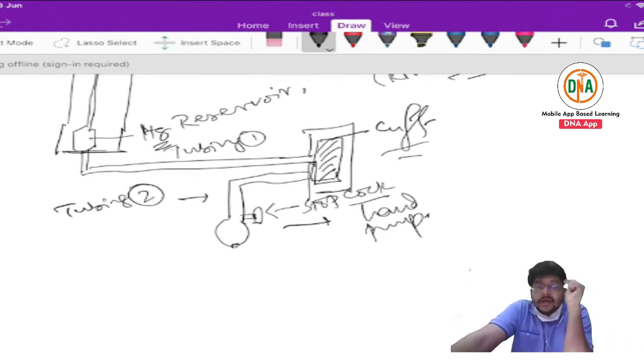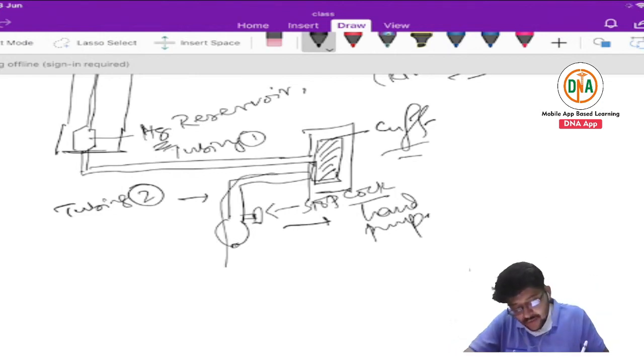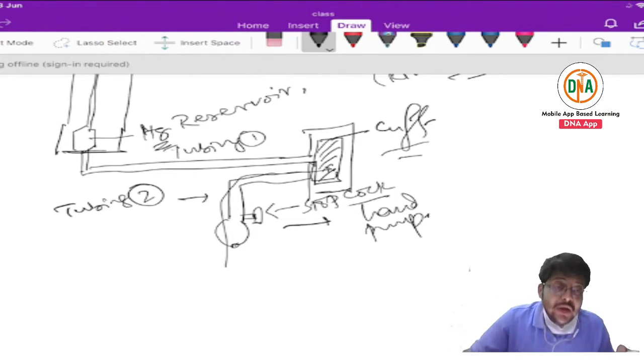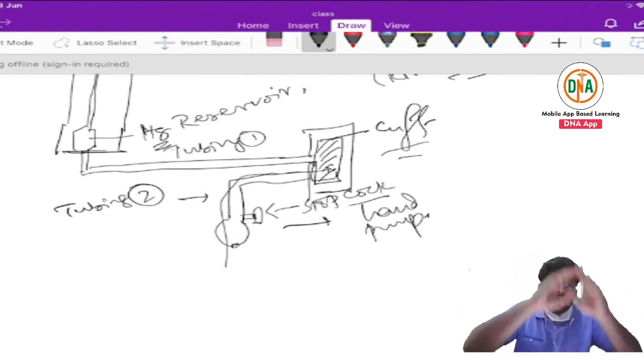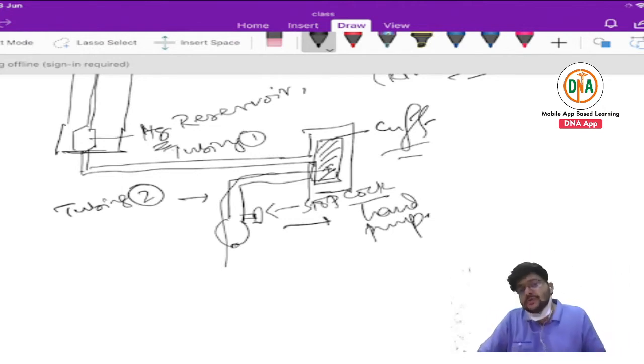And after that, you have to start pumping the hand pump. Once you start pumping the hand pump, air will move into it, and air will make it swollen. Once the Riva-Rocci cuff is swollen, it will put pressure on the brachial artery.